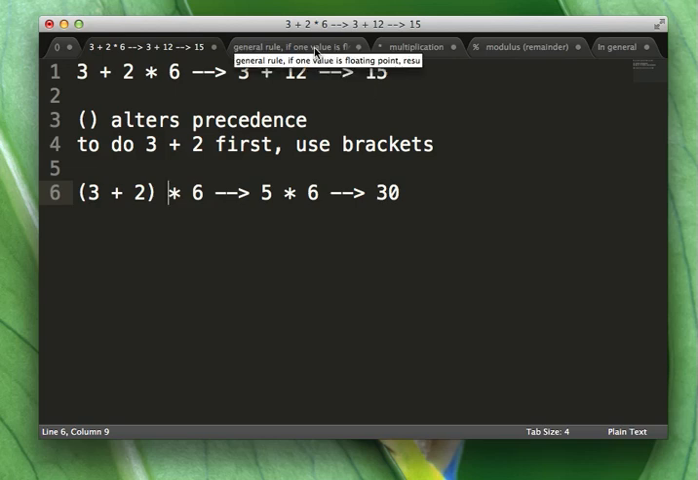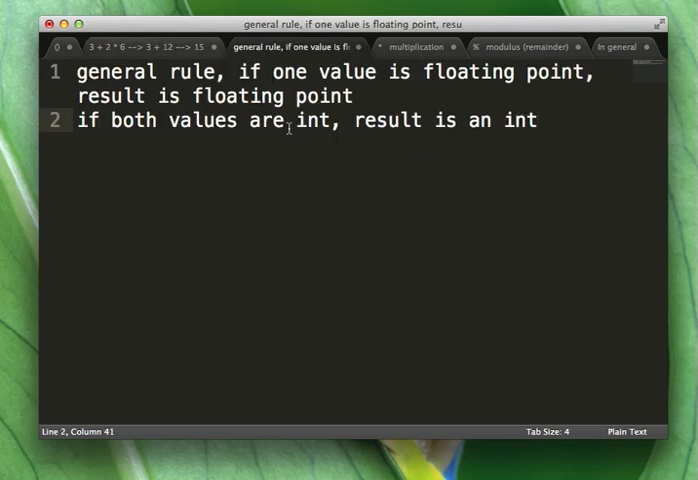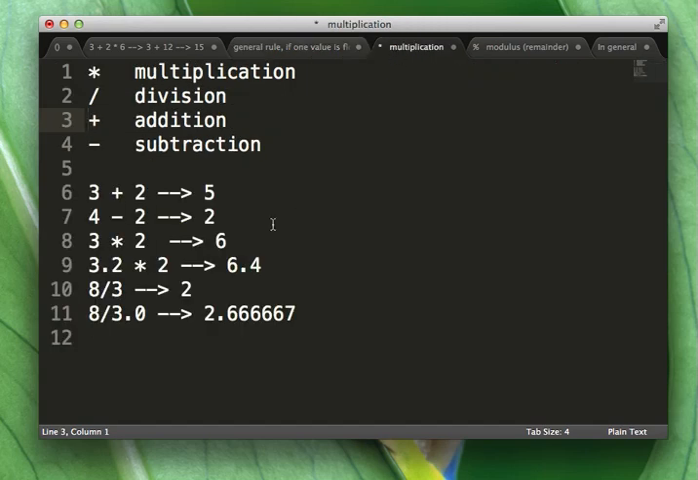Now, because C allows you to use, for the most part, either floating point or integer values, what will happen is that if you have one operand that is floating point and one that is an integer, the result will end up being a floating point value. If both values are integer, though, the result will be an int. This is not usually a big problem. The only sort of surprising result of how these operators work is really with the division operator.